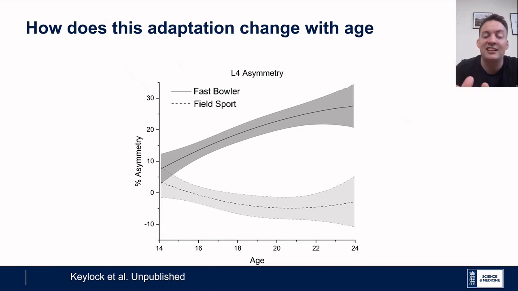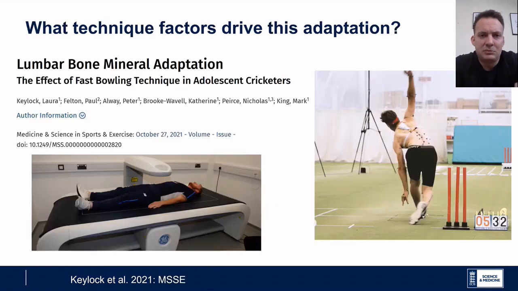14-year-olds, and this almost linearly increases up until age 24, where it likely continues further and throughout the career of a fast bowler. So at age 24, we typically have around 25% greater bone mineral density on the contralateral side of L4. So this again made us think, well, what actually drives this adaptation?